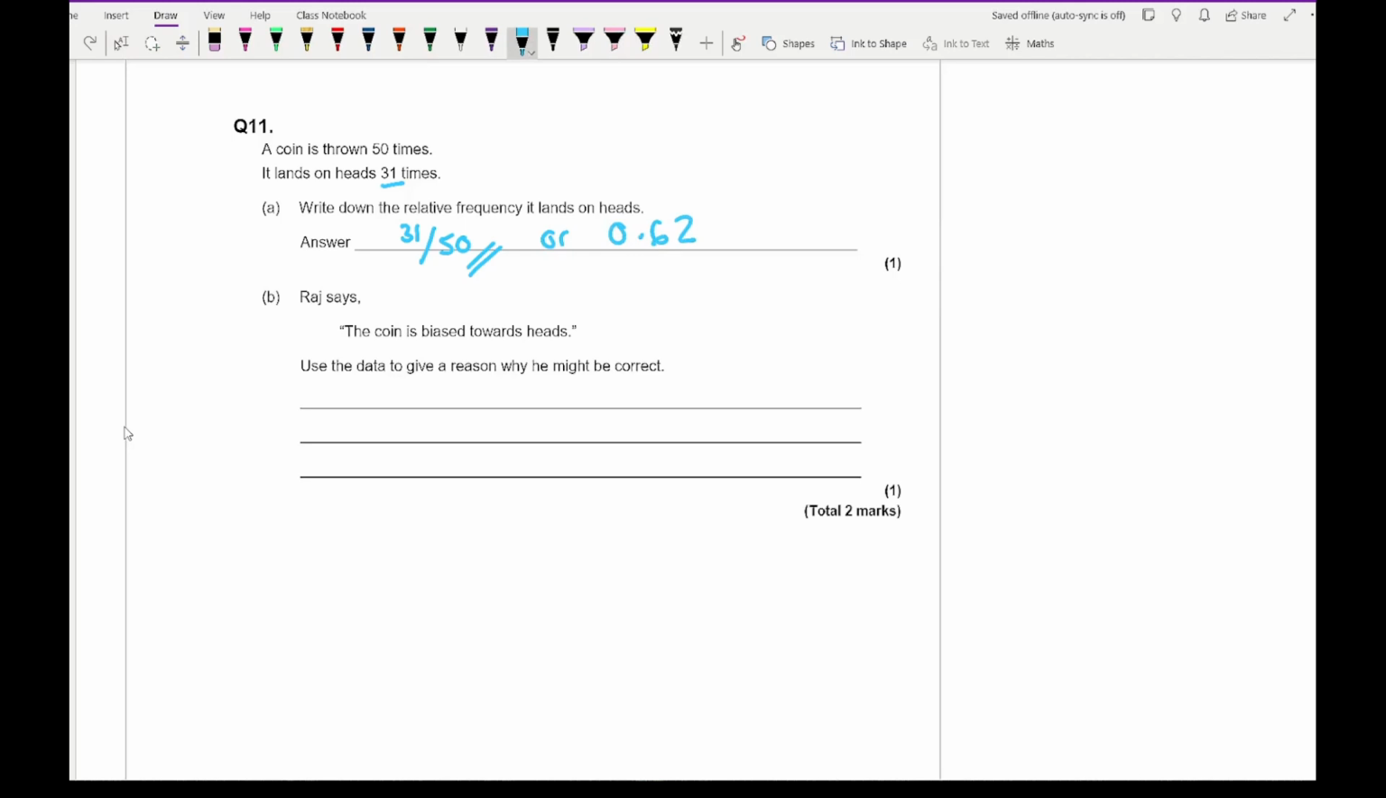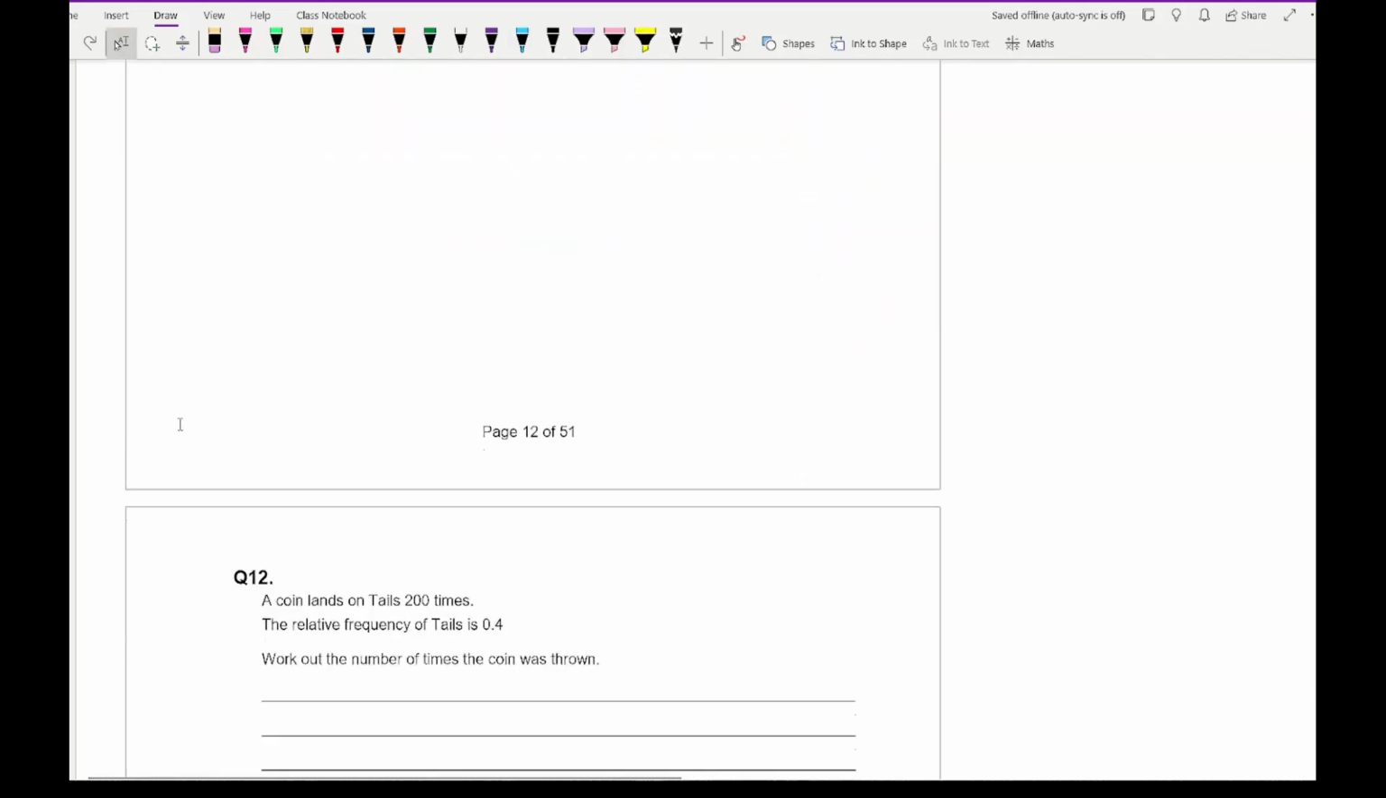The next question then says, Raj says the coin is biased towards a head. Use the data to give a reason why he may be correct. And the reason for this is because if it was fair, the probability of getting a head should be 0.5. So something along the lines that the probability of getting a head is higher than 0.5 would be absolutely fine.